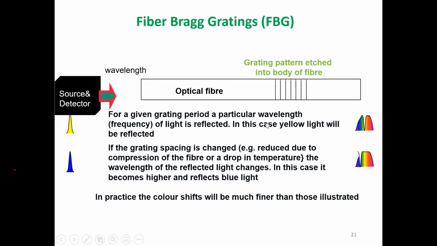So for a given grating period, a particular wavelength of the light is reflected. You can see that we are sending light and one particular yellow light is reflecting. If we change this spacing, then the color of the reflected light will change, meaning some different frequency will be reflected.